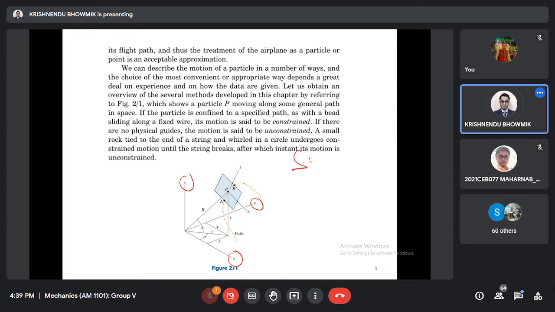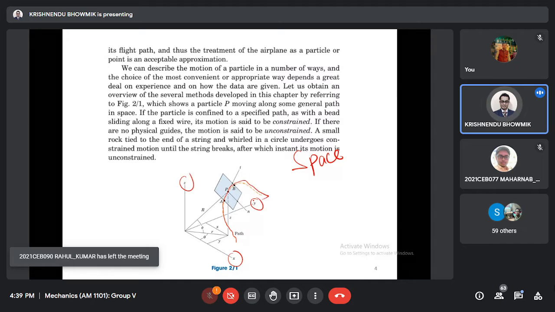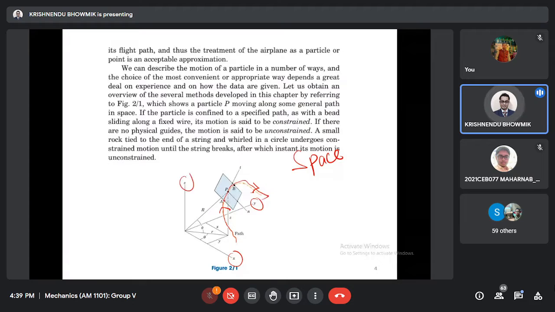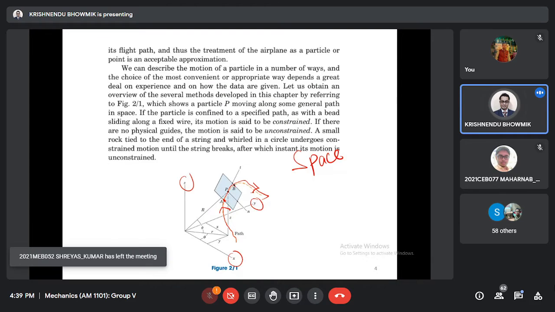It is space, basically three-dimensional space, in which one particle is moving like this. This is the movement of the particle in 3D, maybe like this. So this is the movement of the particle. Now say one point is A, and the other point is B.